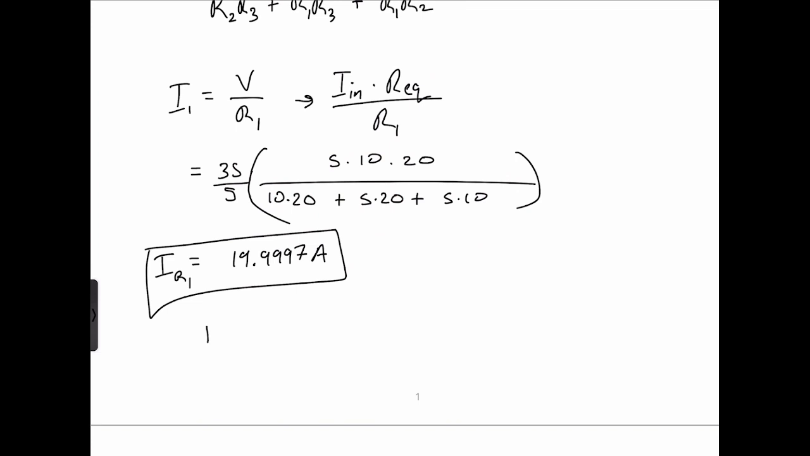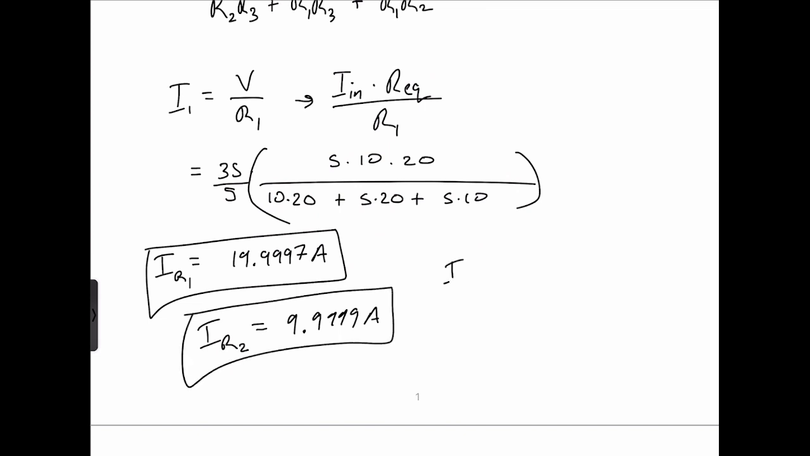So then the current through R2 is then equal to, in our case, we could just go ahead and punch that out, and that is going to equal approximately 10 amperes. So that's 9.9999 amperes. And the current through R3 is equal to 4.9999 amperes.